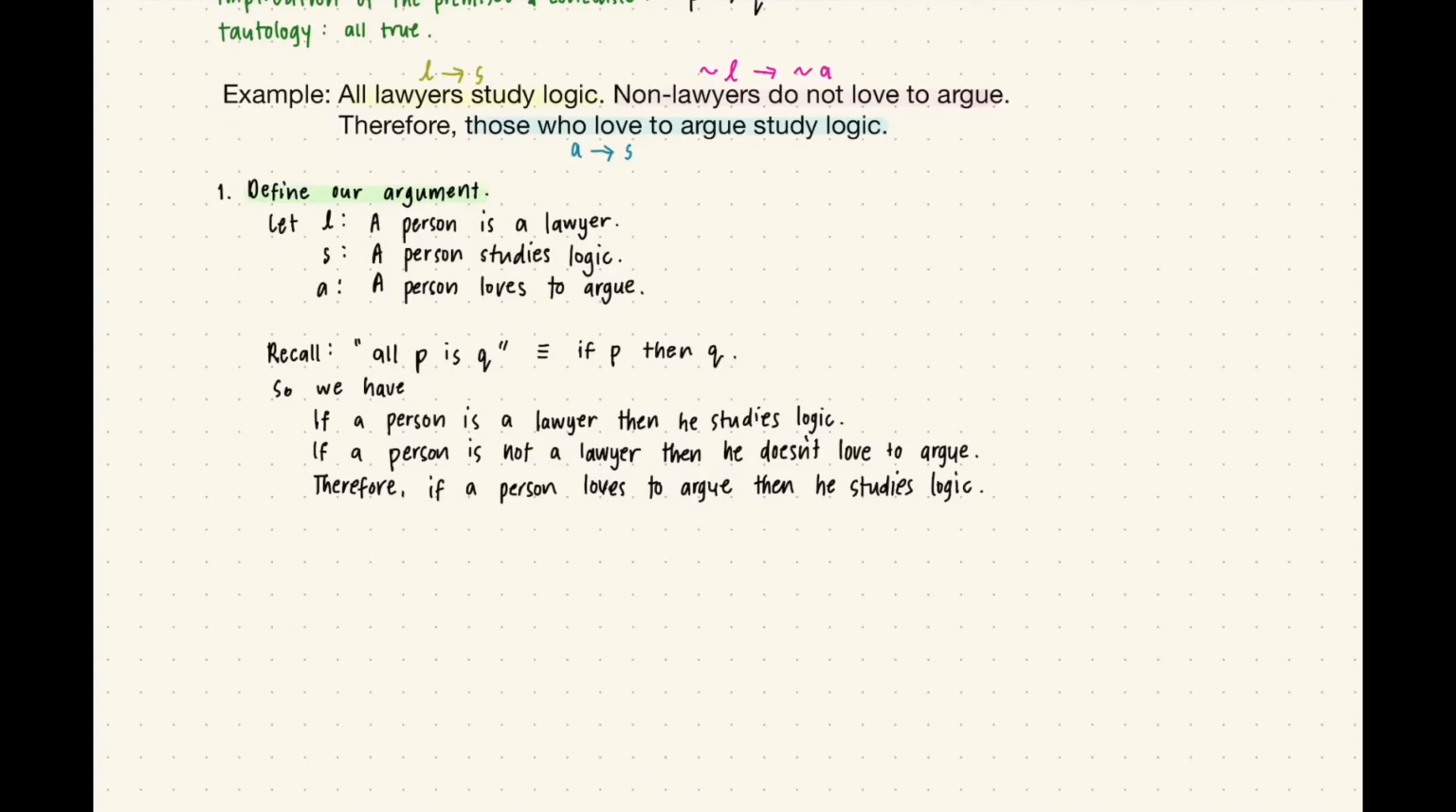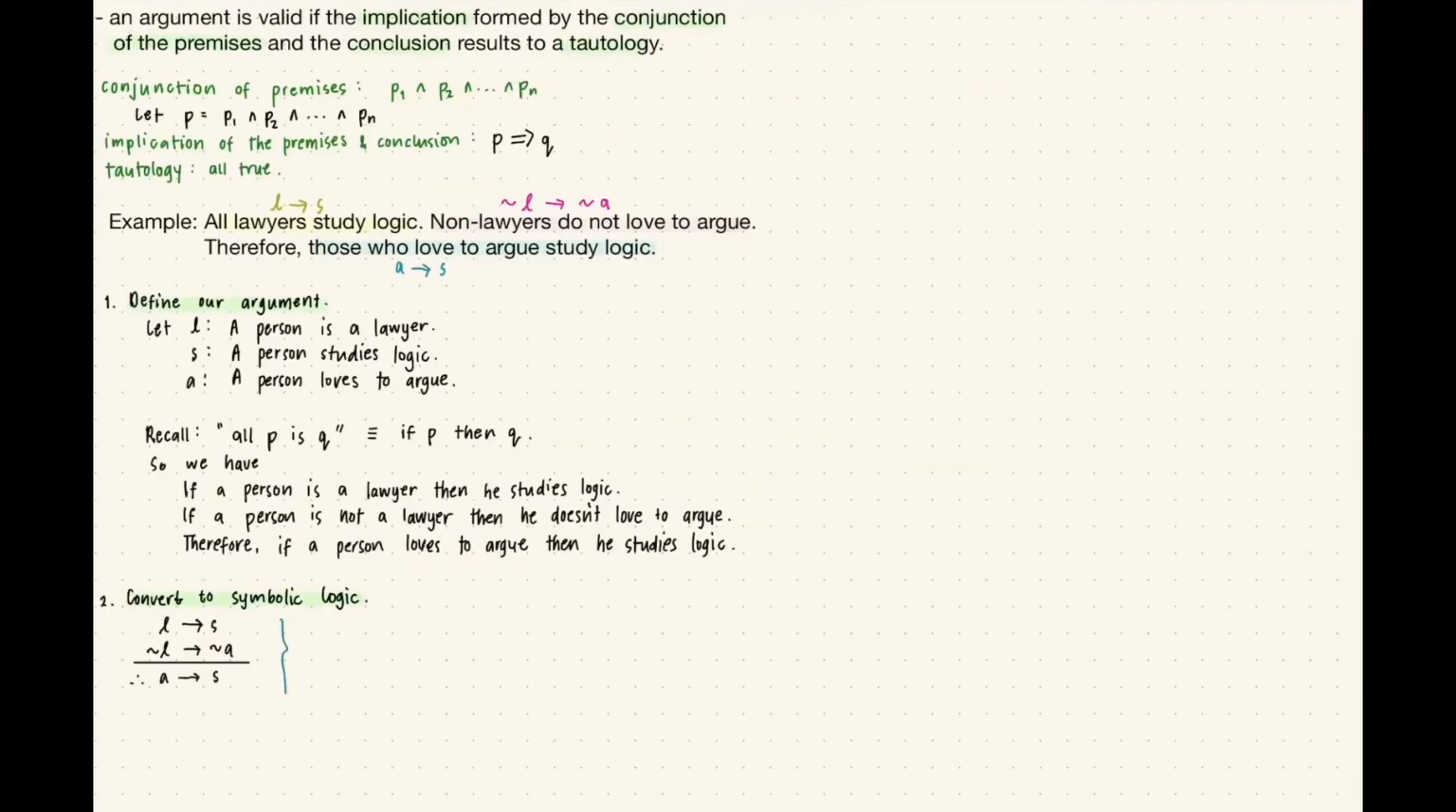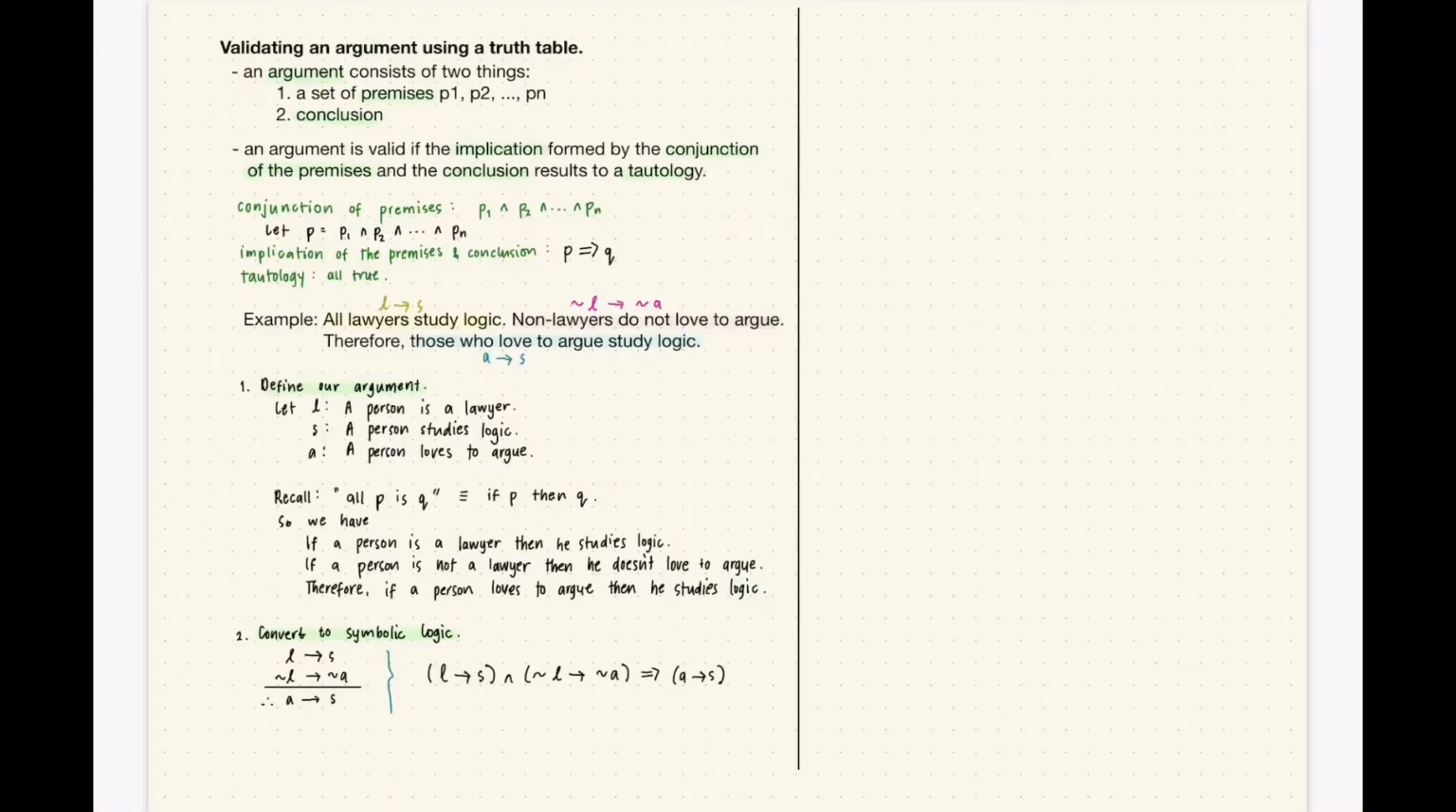Okay, so the next thing that we have to do is to evaluate this. Okay, so let's convert this to symbolic logic first. Well, those are the symbols above. So we have if L, then S. If not L, then not A. Therefore, if A, then S. Okay, then let's convert this into an implication. So we have if L, then S, and if not L, then not A, then, or implies, if A, then S.